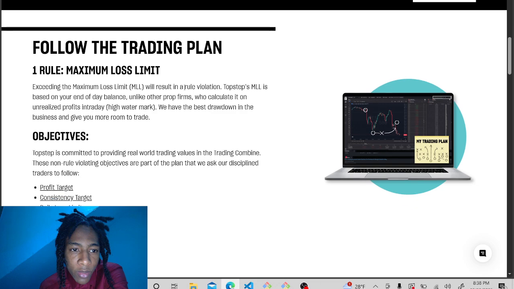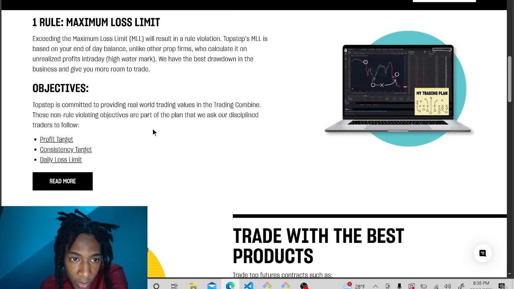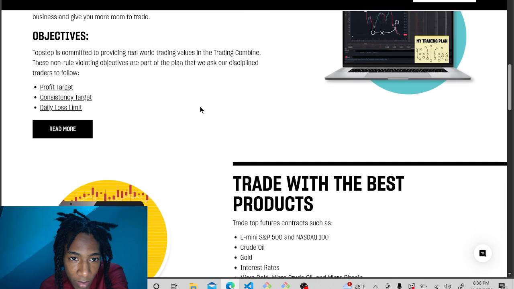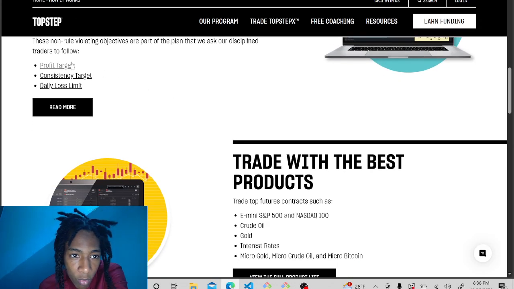Follow the trading plan. Rule 1, maximum loss limit. Exceeding the maximum loss limit, MLL, will result in a rule violation. Top Step's MLL is based on your end-of-day balance. Unlike other prop firms who calculate it on unrealized profits, intraday high water mark, we have the best drawdown in the business and give you more room to trade. Objectives: Top Step is committed to providing real-world trading value in the Trading Combine. The non-rule-violating objectives are part of the plan that we ask our disciplined traders to follow: profit target, consistency target, and daily loss limit.